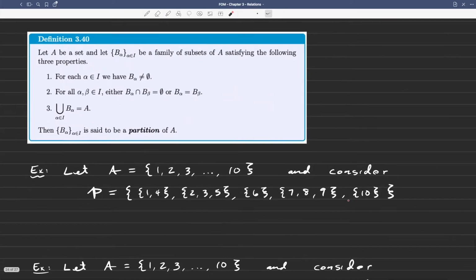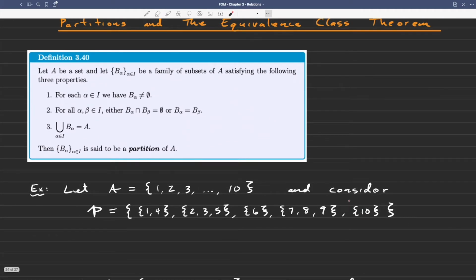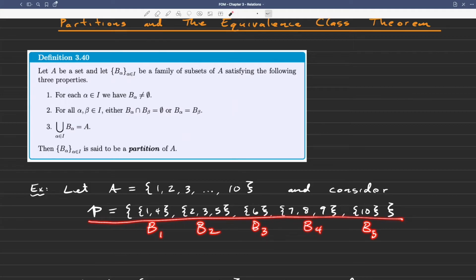So let's start with a really simple example. Here at the bottom, we have A, the set that we're going to partition: the integers 1 through 10. And then here's a collection of subsets of A. If you wanted to, you could index this set, like what we did in the definition. The first set could be B1, the second B2, this one B3, and B4, and B5. So in this particular partition, we have 5 subsets of A, and I can see that all of those sets are non-empty. They all have at least one element in them.